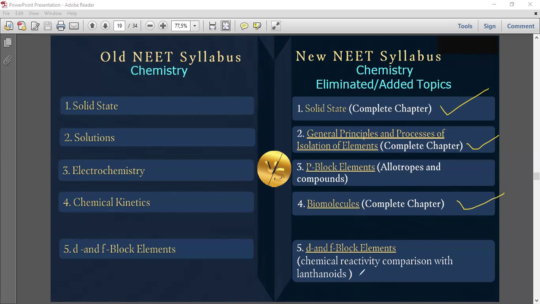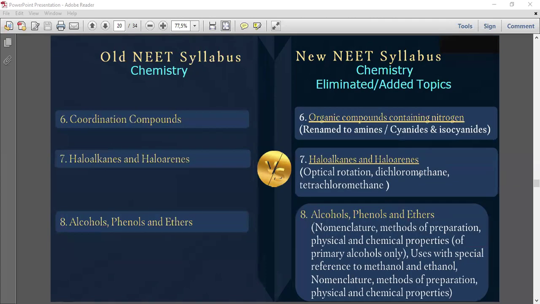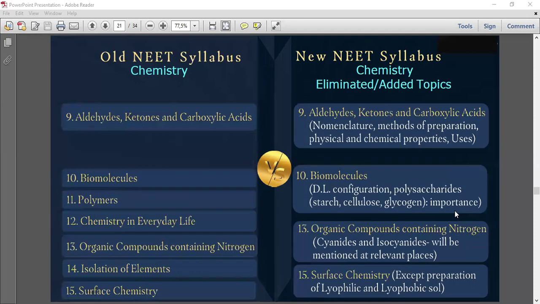D and F block elements, chemical reactivity, comparison with lanthanoids. So these topics are added. Next, organic compounds containing nitrogen, renamed to amines, cyanides and isocyanides. Okay. Next, haloalkanes and haloarenes, optical rotation, dichloromethane and tetrachloromethane. Next, alcohols, phenols, and ethers. Okay, so these are the topics which were added in the new NEET syllabus from chemistry.